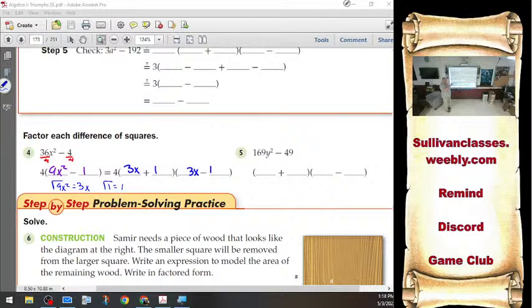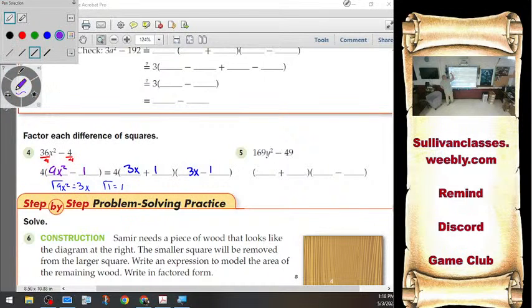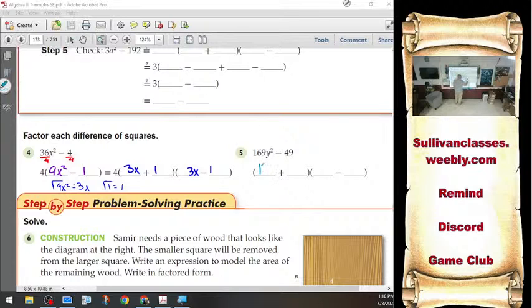And I had a whole pile of things over here too, and I think I threw them all away. Okay, the square root of 169 is 13. The square root of y squared is y. So 13y on both. Square root of 49 is 7. So plus 7 minus 7. There's my special pair.